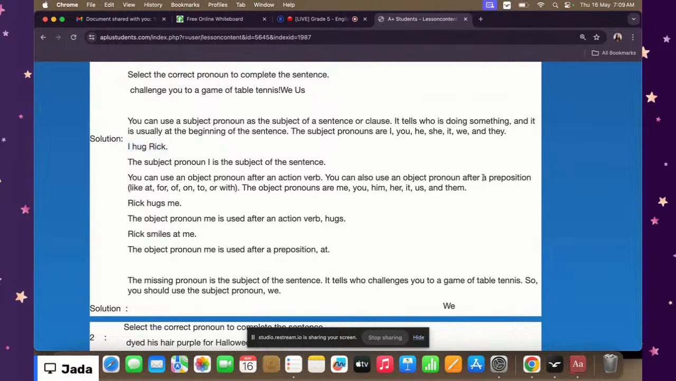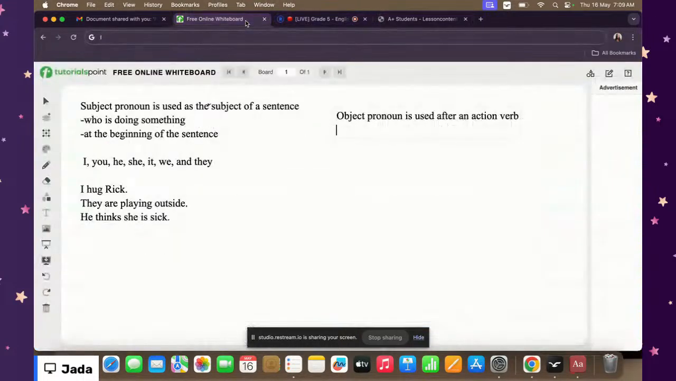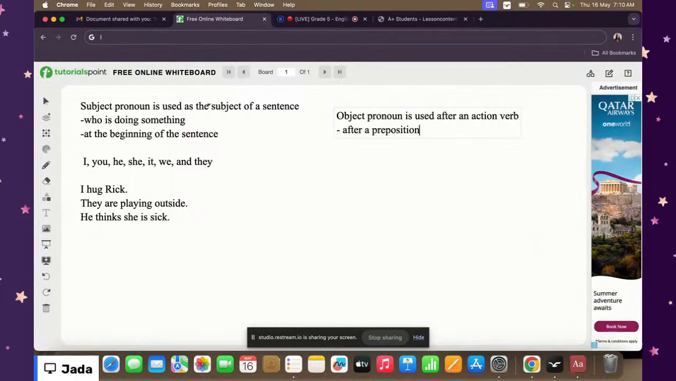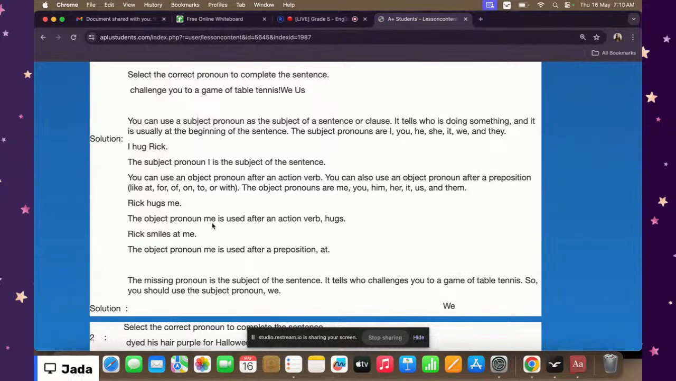You can also use an object pronoun after a preposition. So after a preposition also, take notes. And prepositions are like on, for, before, beside, at, to, or with. All these are examples of prepositions that sometimes the object pronoun comes after.